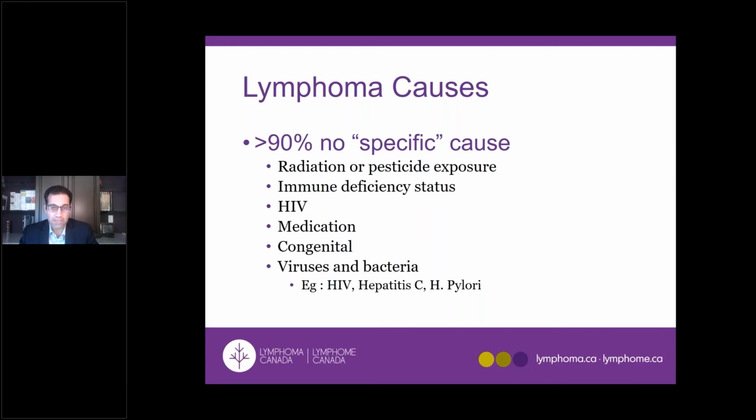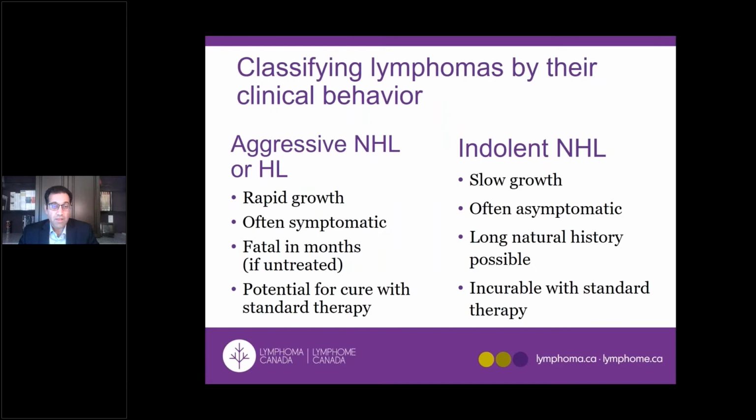As we discussed before, we can divide non-Hodgkin lymphoma into two big categories: indolent lymphoma and aggressive lymphoma. The difference is that aggressive lymphomas are usually rapidly growing and often have symptoms because they grow quickly, and patients start to complain of compression symptoms and B symptoms that we will talk about in the future. They are fatal in months if no treatment is available, and they are potentially curable with standard therapy.